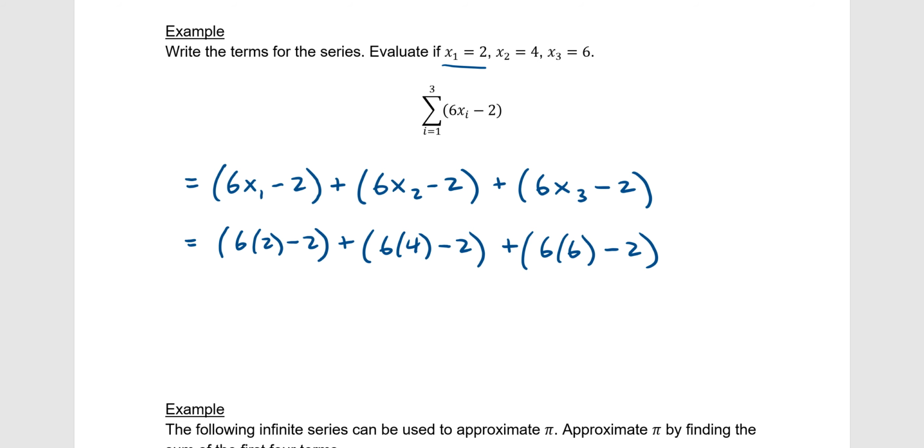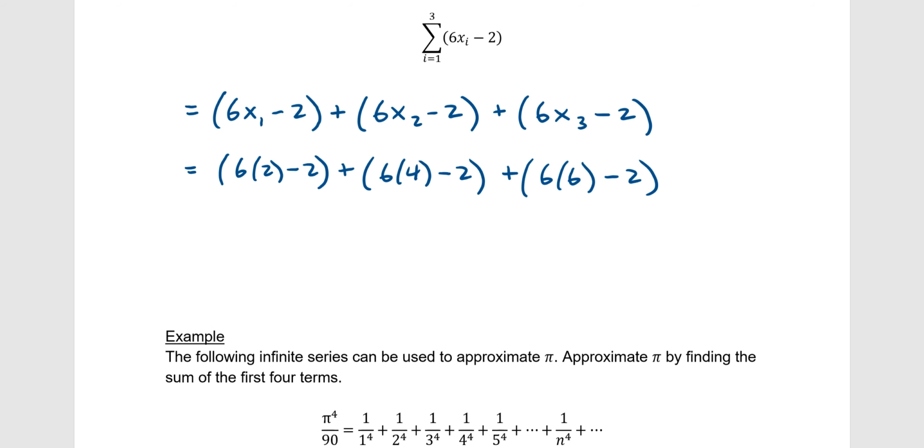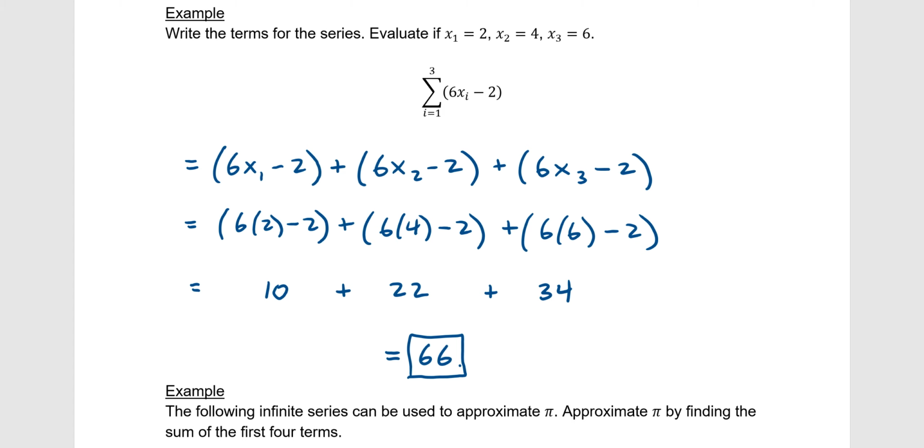And once again, let's go ahead and just simplify these individually and then add up those results. So the first one, 12 minus 2 is 10. Second one, 24 minus 2 is 22. And the last one, we have 36 minus 2 gives us 34. And we add all of these up. 10 plus 22 is 32, plus 34 is 66. And that is our answer. Okay, so it's a little bit different format than the other one, but same exact concept.